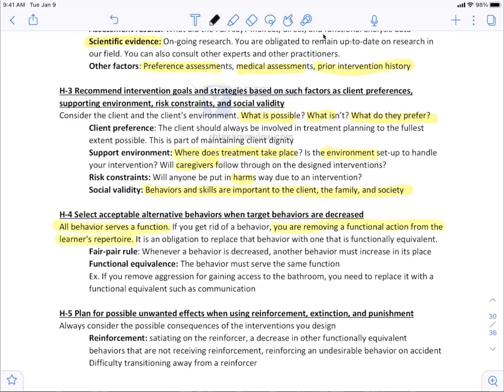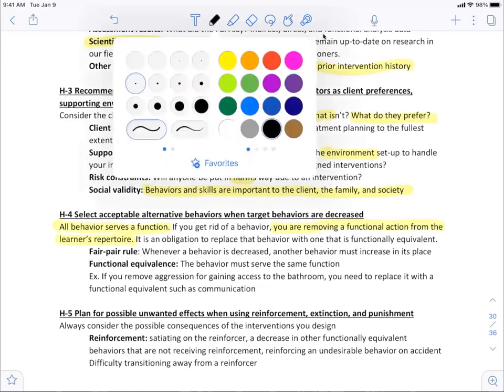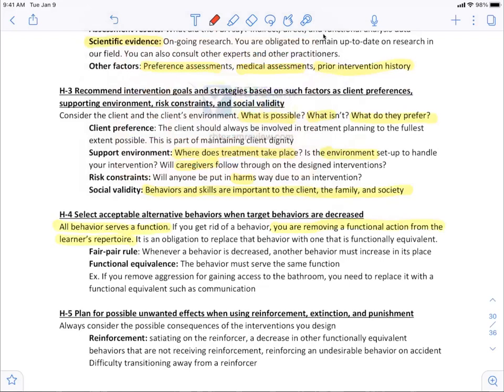Okay. So if in the past we obtained attention via aggression, this is our function. The function of aggression is attention. Now, obviously, we want to decrease aggression. But what happens when we decrease aggression? Well, how will our client gain attention? That is what we're talking about here. We got rid of their ability to obtain attention through aggression. We need to teach them another way.